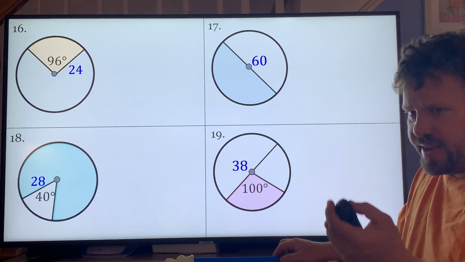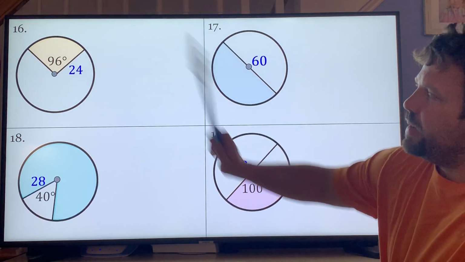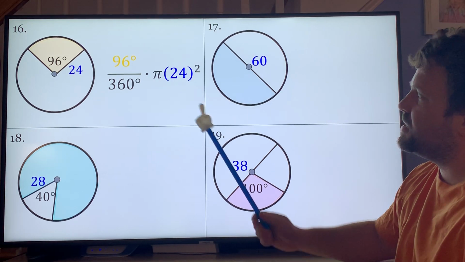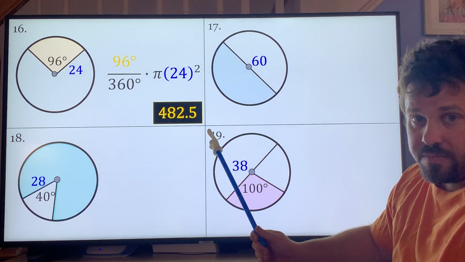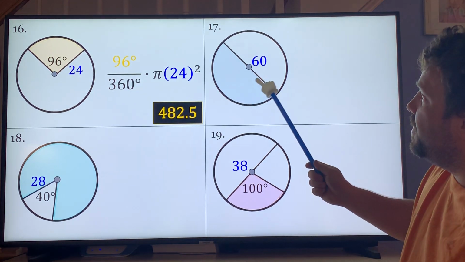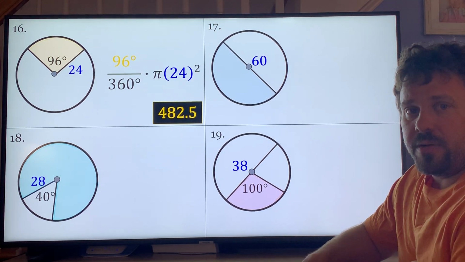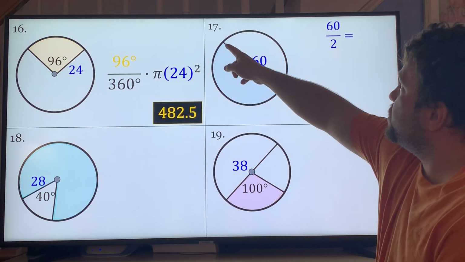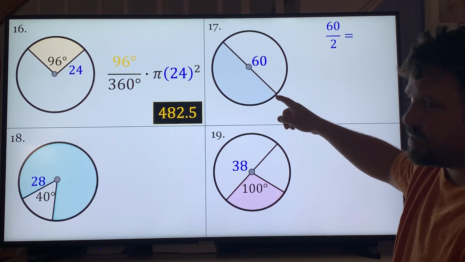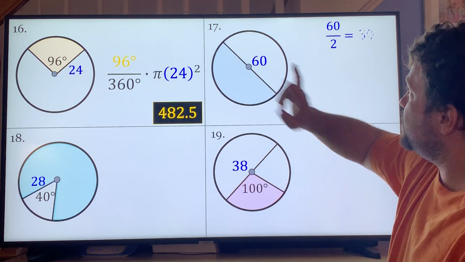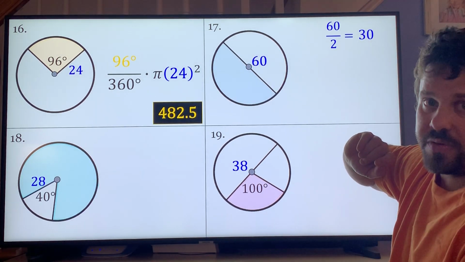All right, taking it up just a little bit here. Same easy problem, 96 divided by 360, pi 24 squared, 482.5. Hopefully you got that. This one now, there's no angle. But you got a straight line here, and this 60 is the whole entire distance, but you need the radius. So you divide 60 by 2, and you get 30. So that gives you your radius.